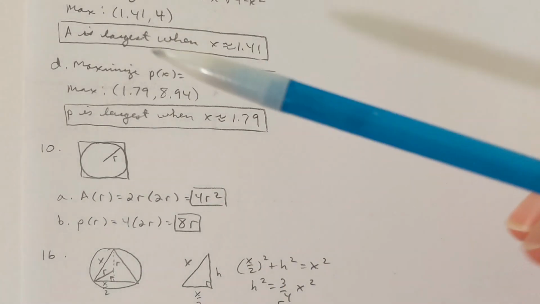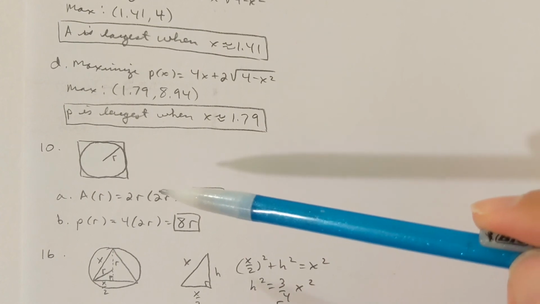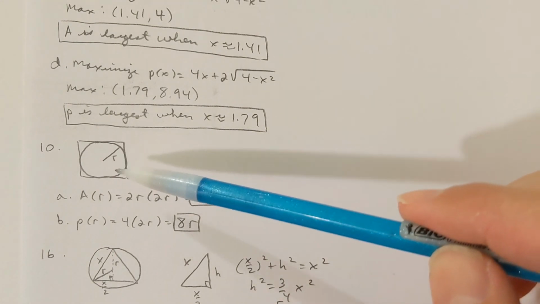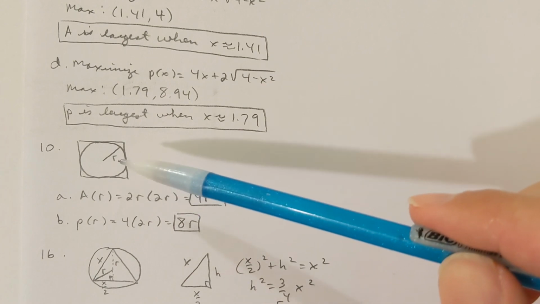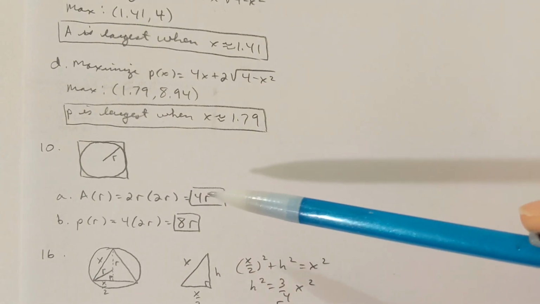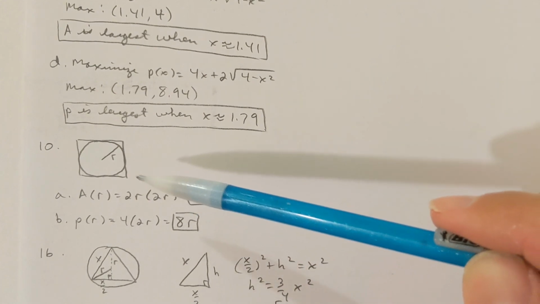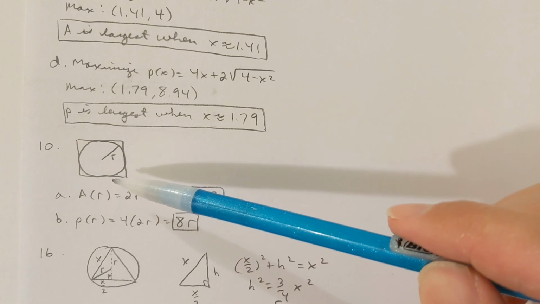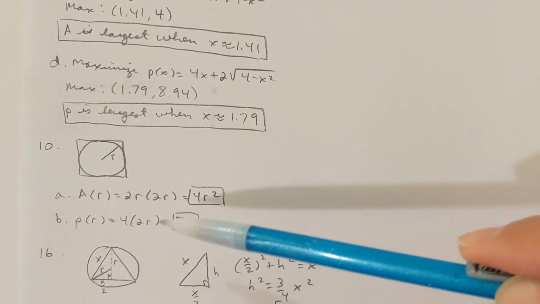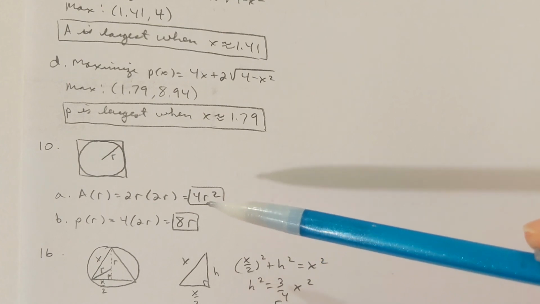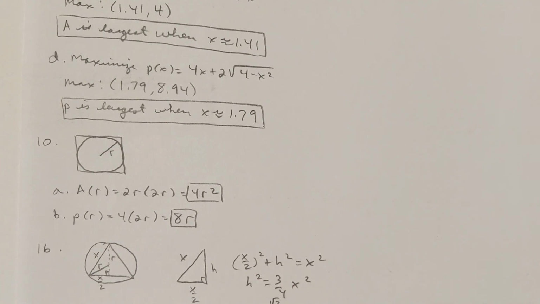So the area of the square would be 2r, since r is only covering half of the length, and the length and the width are going to be the same. 2r times 2r, which is 4r squared. The perimeter is 2r, but I've got 4 sides wrapping around, so 4 times 2r, which would be 8r. Okay. And we'll stop right there.